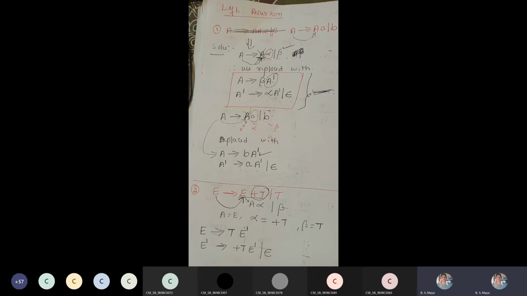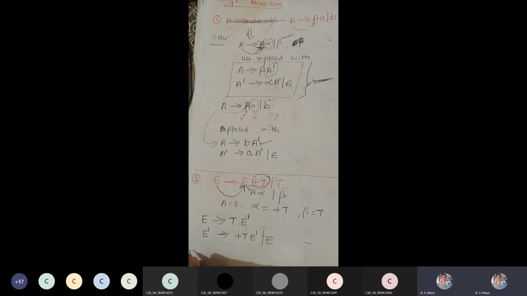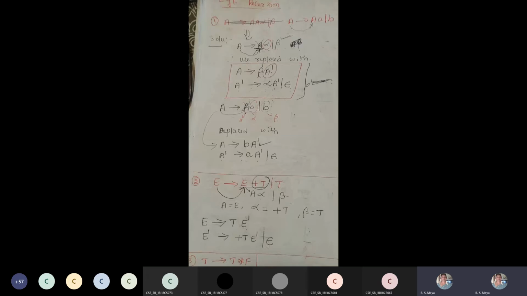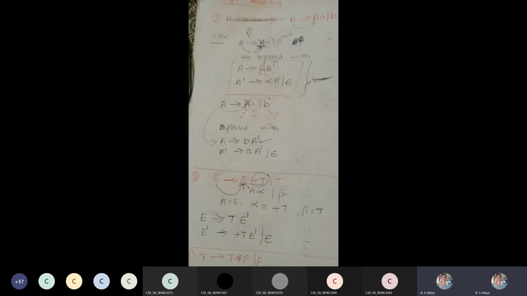Any doubt? Carefully observe. I will give one more problem. T derives T star F or F. T derives T star F or F. Okay, can you tell me how to write for this one?